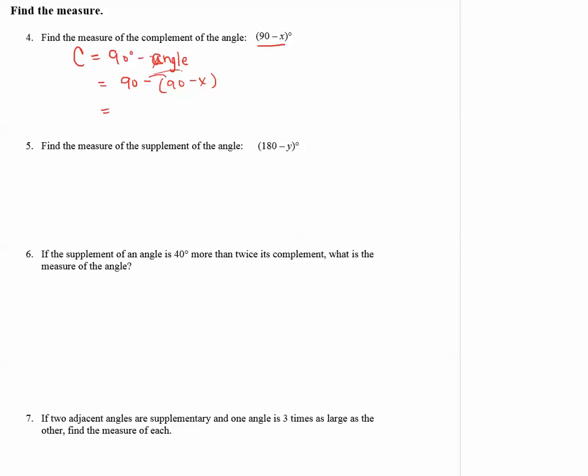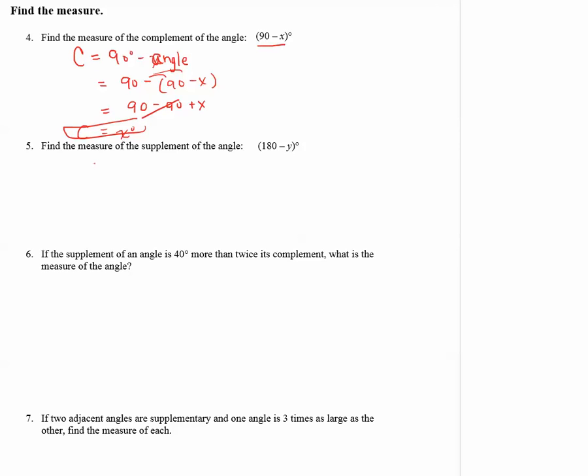We're going to clear parentheses here by distributing the minus. So we get 90 minus 90 minus negative x, which is plus x. When we add like terms, 90 minus 90 is 0, and so the complement is equal to x degrees.